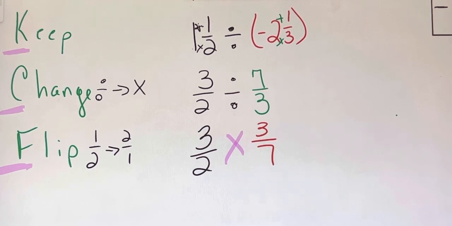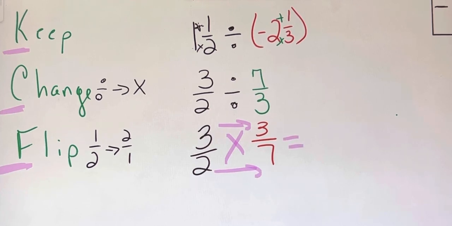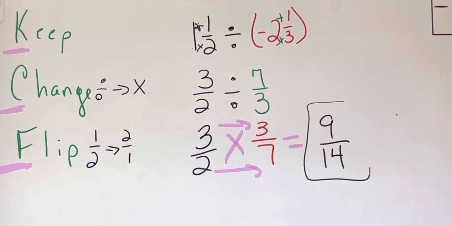And now I'll follow the rules for multiplying fractions, which is multiply across the top and multiply across the bottom. If I do that, I'll get 3 times 3, which is 9, and 2 times 7, which is 14. I'm always going to look to see if I can simplify the fraction. In this case, I can't, there's no number that I can divide both top and bottom by to get smaller numbers. So this would be my answer.